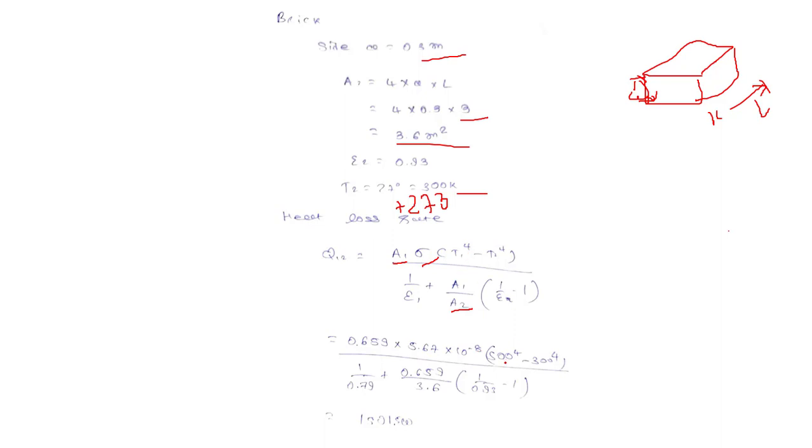T1 we know it is 500, T2 is 300, it is in Kelvin, and emissivity for cylinder and emissivity for brick we know, so put in this equation. So by solving this equation we get heat loss is 1591.5 watt. Thank you.